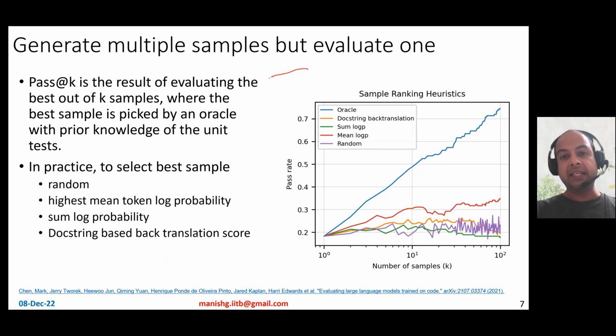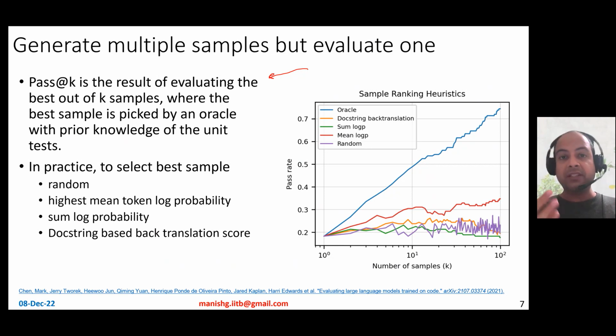So you're still generating k, which is great. So pass at k is a nice metric. It is the result of evaluating the best out of the k samples, where the best sample can be picked by the oracle. You try to figure out which of them works, and even if one works, you basically say you have passed. So an oracle is needed to figure that out. But for several situations, like autocomplete, you just need one good sample.